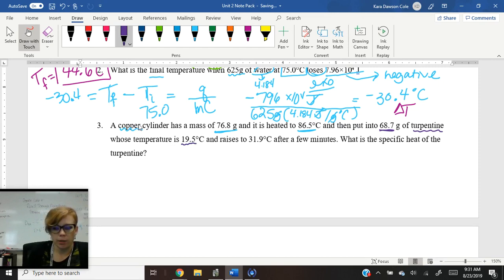So the copper cylinder is placed into the turpentine, and my final temperature for both of these things is 31.9. So this is my T final for both, okay? And it's asking me, what is my specific heat of the turpentine? So I'm looking at the turpentine. What is my specific heat value for the turpentine? So I've got 1, 2, 3, right? This is my mass, my temperature initial, my temperature final.